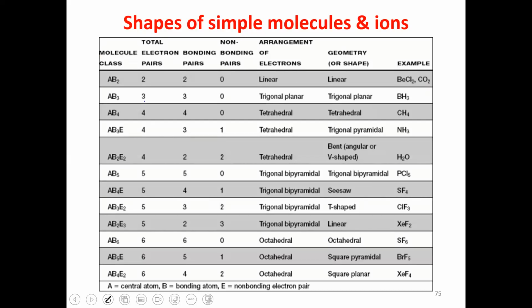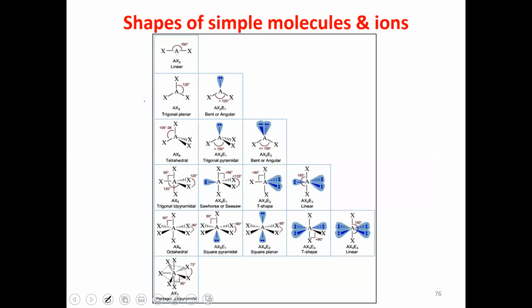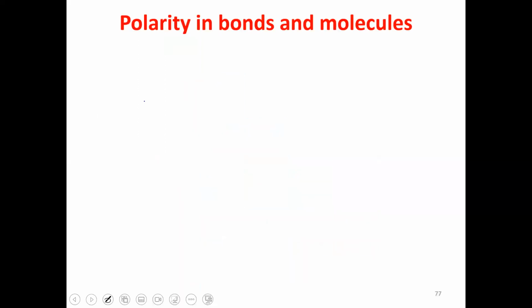This is a list I will share with you, inshallah, and you have to learn it. It is the list of those compounds which commonly come in the paper. I do not need to remind you: ammonia, CH4, water H2O, PCl5. They are always there. Now, this is the summary of the shapes. If you look at all of them, you have to remember the presence of lone pairs.